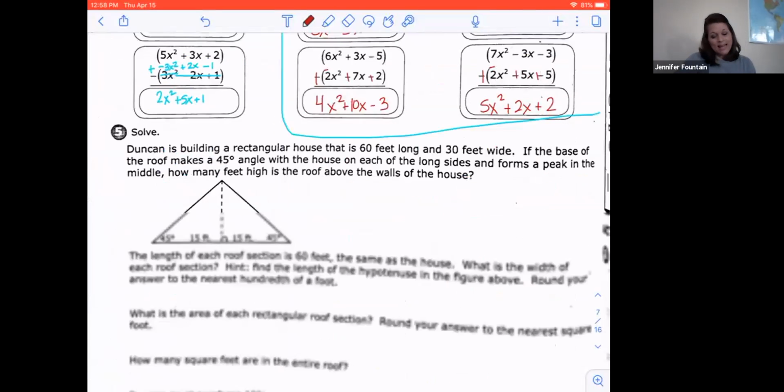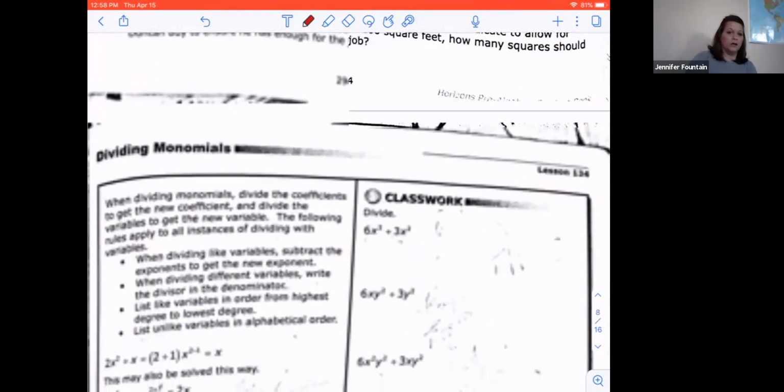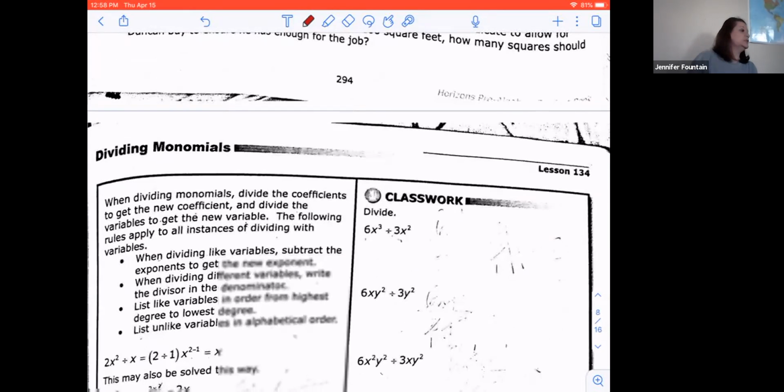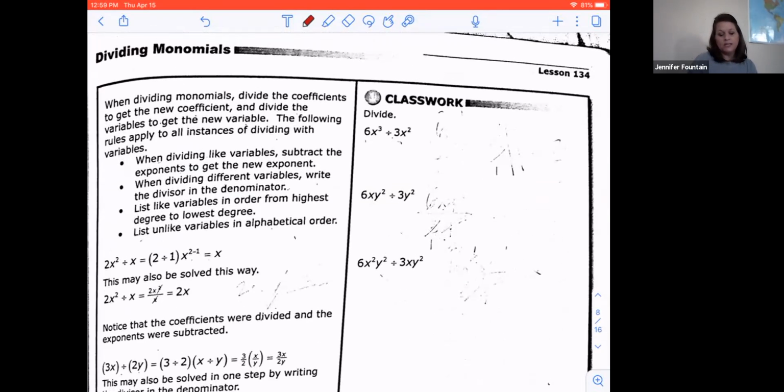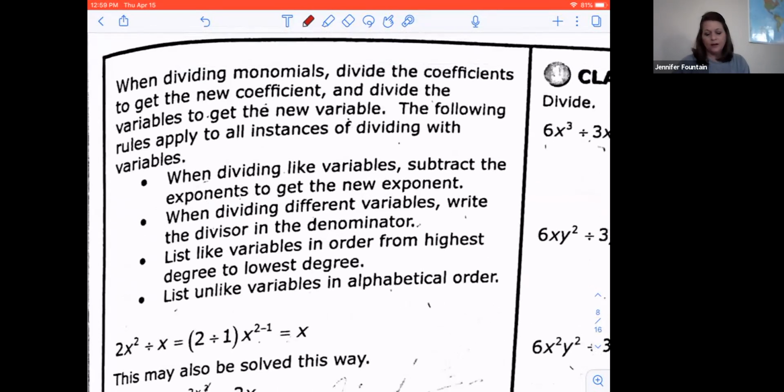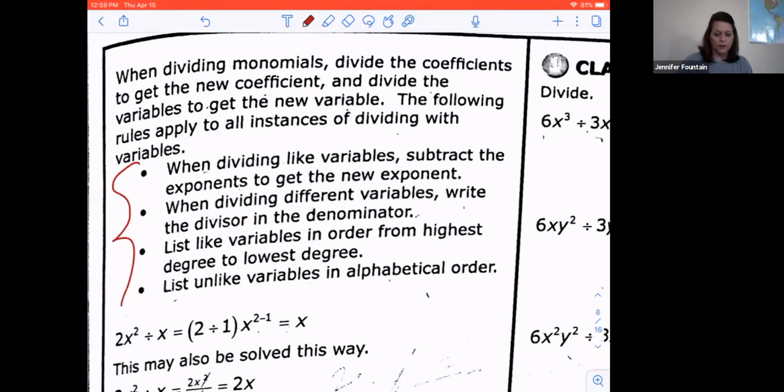So today we're going to be doing the opposite of multiplication, and we are going to be dividing. So it says, when dividing monomials, divide the coefficients to get the new coefficient and divide the variables to get the new variable. The following rules apply to all instances of dividing with variables. So right here is where we are. When dividing with like variables, subtract the exponents to get the new exponent.